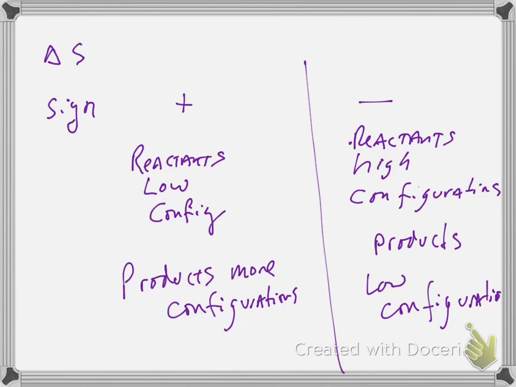There are more gas particles in the reactants than there are in the products. You know delta S is negative. If there are more gas particles in the products than the reactants, we would definitely pick the positive delta S. The best thing to do is to practice.